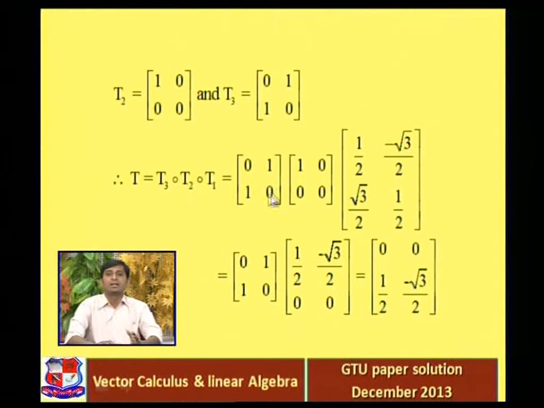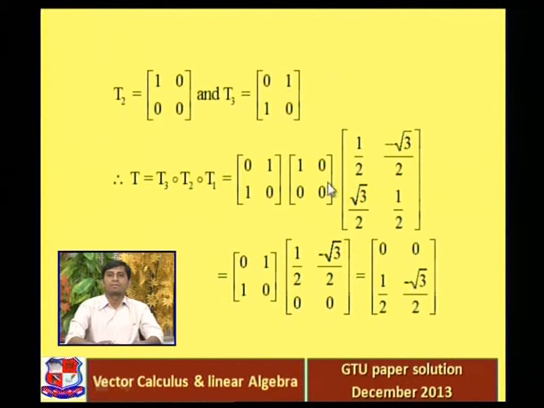So definitely that is a matrix multiplication. The first one is T3, 0 1 1 0, the second one is T2, that is 1 0 0 0, and the third one is T1, 1 by 2, minus root 3 by 2, root 3 by 2, 1 by 2. First of all, we multiply the second and third matrix. So the first matrix is as it is, 0 1 1 0.